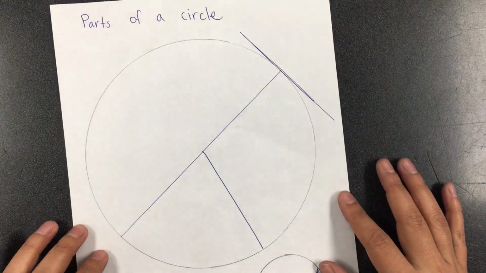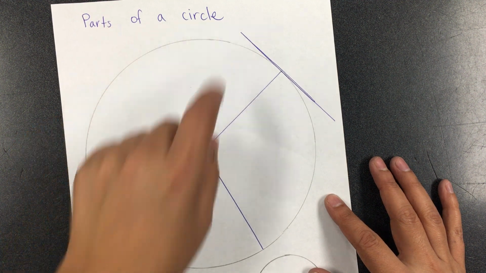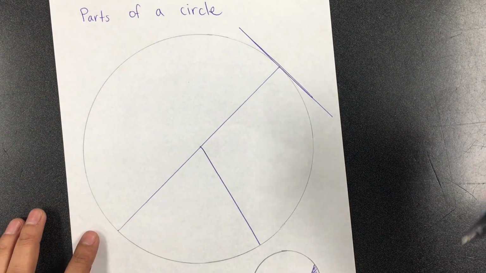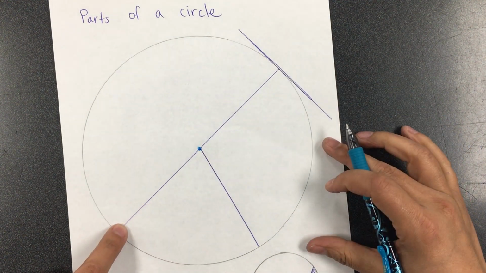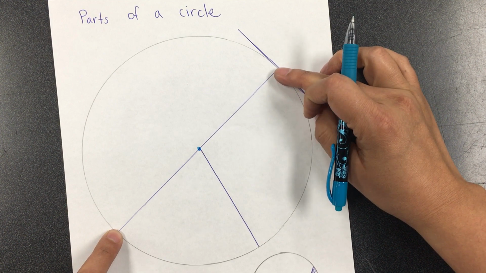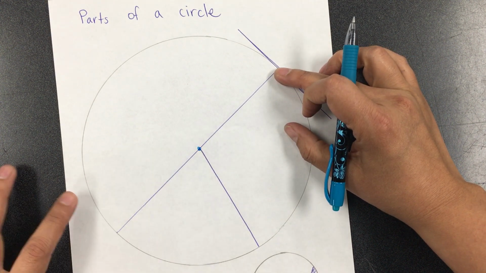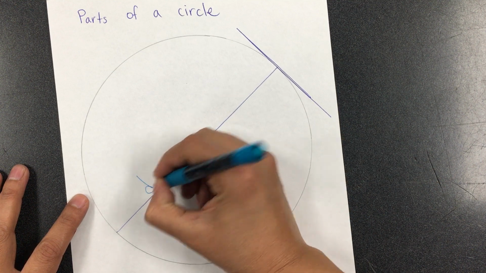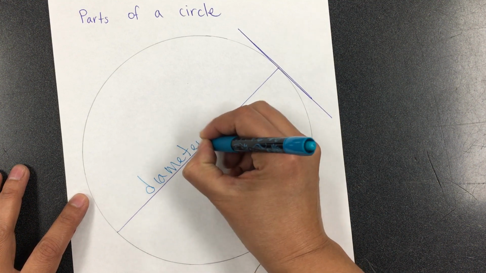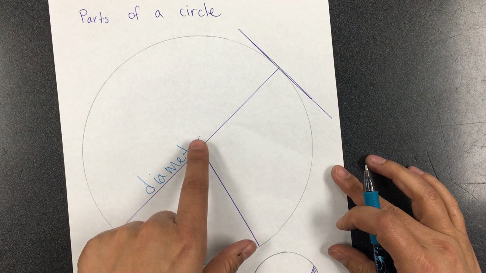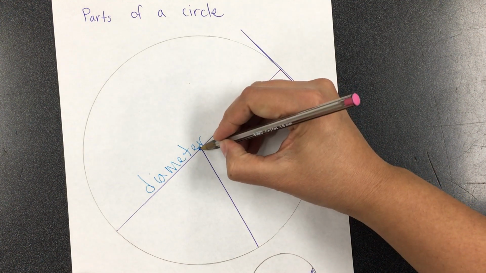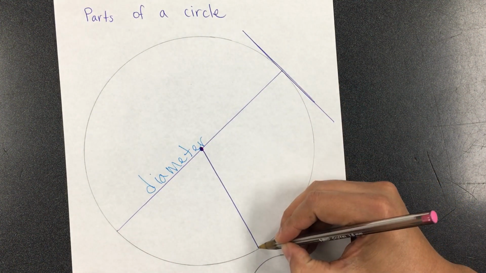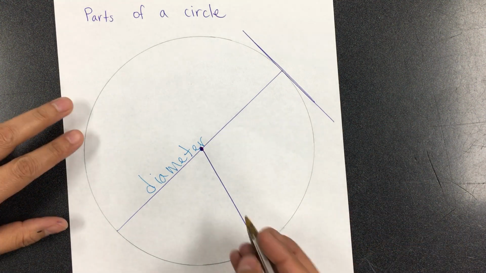Before we do that, I'm going to give you some vocabulary, the names for parts of a circle. In here, this is going to be the center of the circle, and the line that goes from one side to the other side of the circle through the center is called the diameter. We also have the radius, okay? The radius goes from the center to the edge of the circle, and so that's the radius.